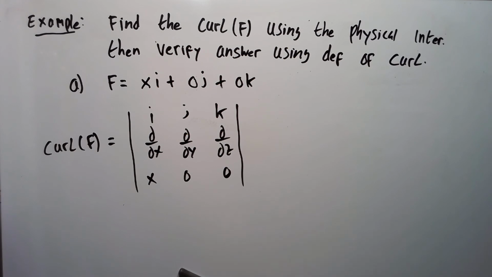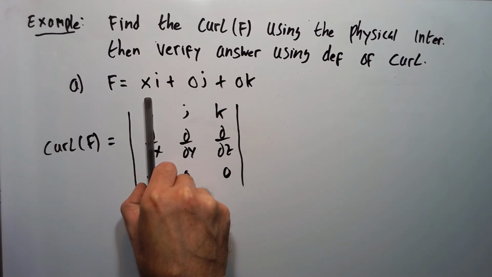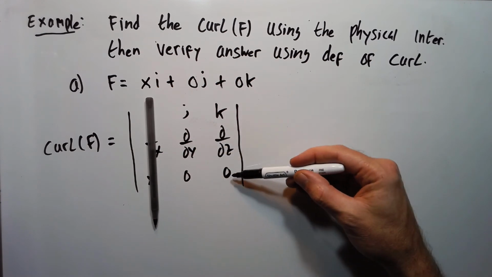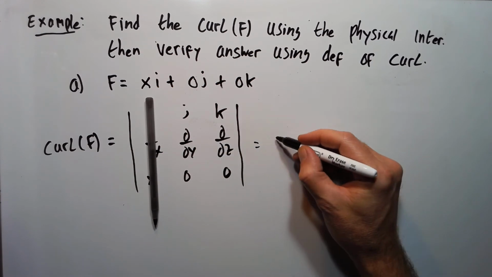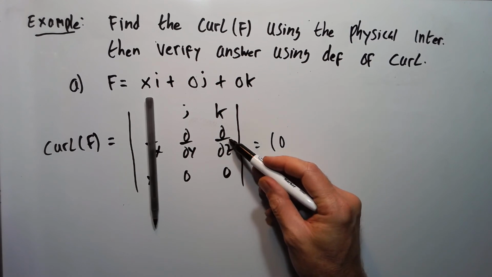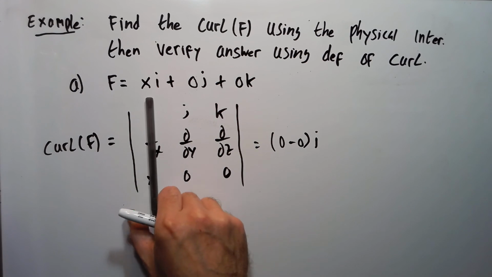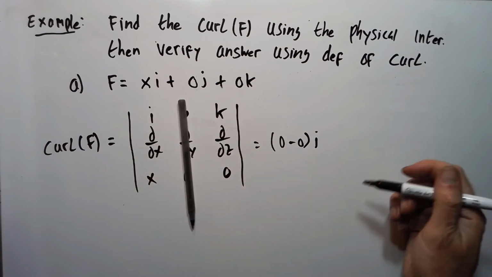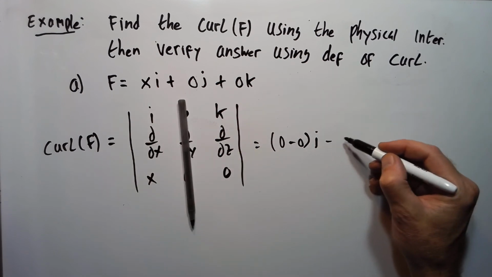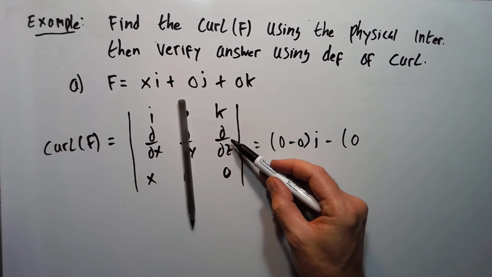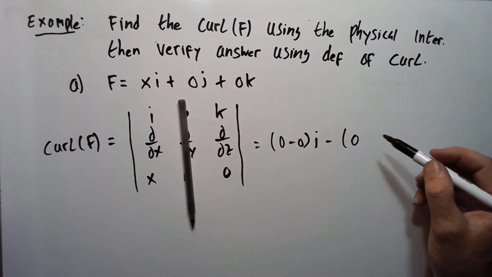Okay, so let's show the curl is 0. Let's do the I component. So take this away. The I component would be partial y operator acting on 0, so it'd be 0. Then partial z operator acting on 0. So minus 0, I. Then we do the j component. It'd be minus partial x operator acting on 0, so it'd be 0, and partial z operator acting on x, that'd be 0.